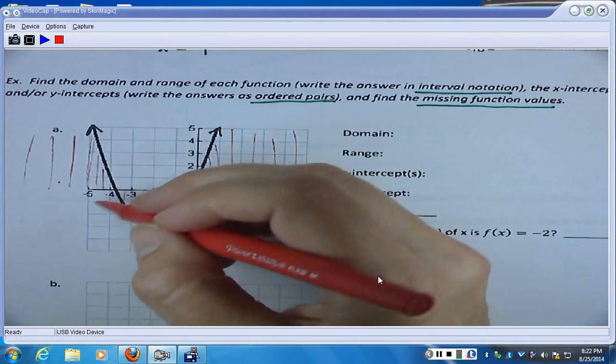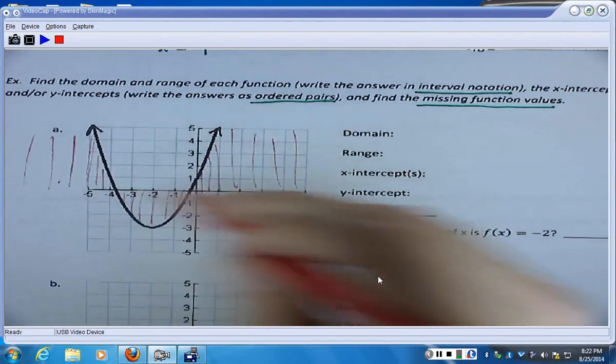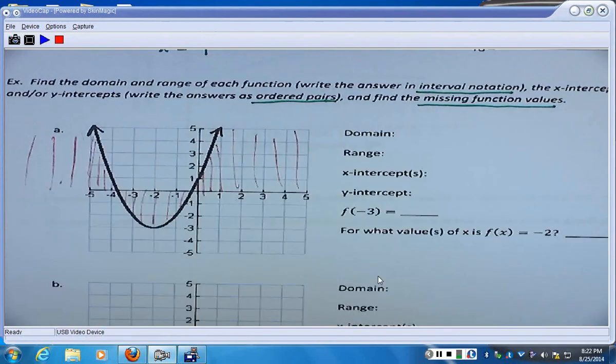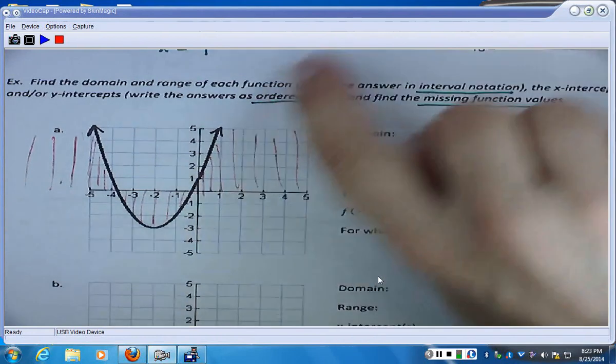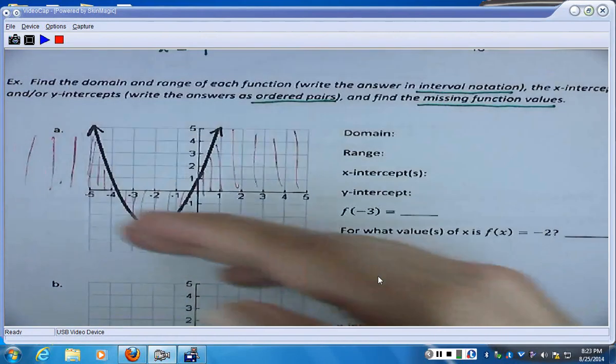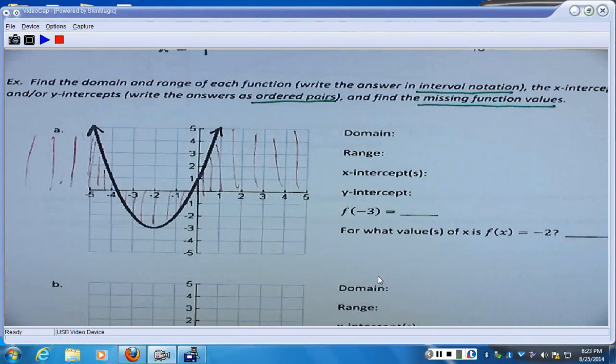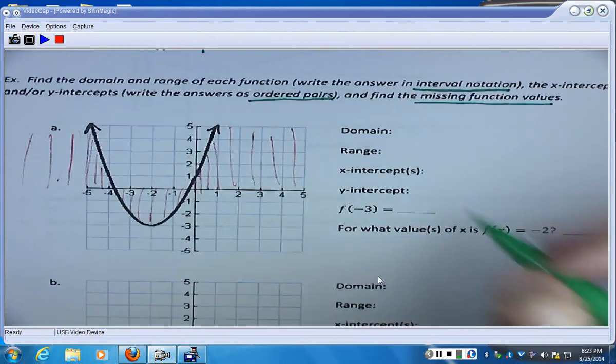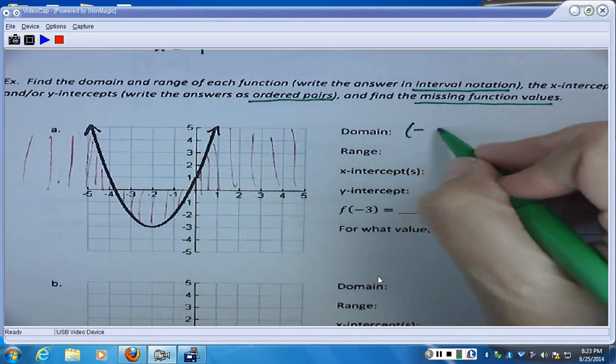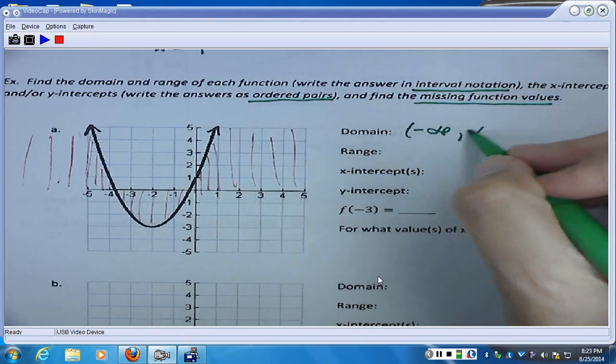So what values can x be? Where are my red lines touching the x-axis? This keeps going to infinity at an angle, and so does this. So the domain x goes from minus infinity to positive infinity.